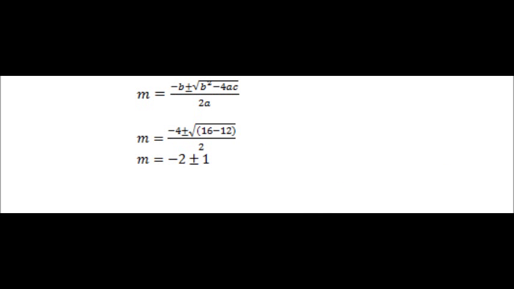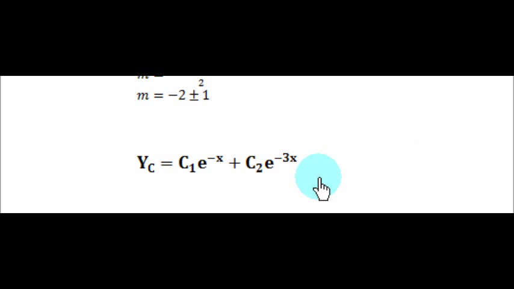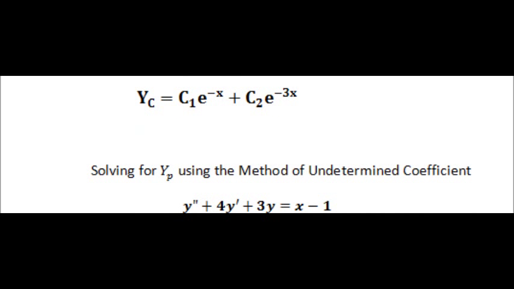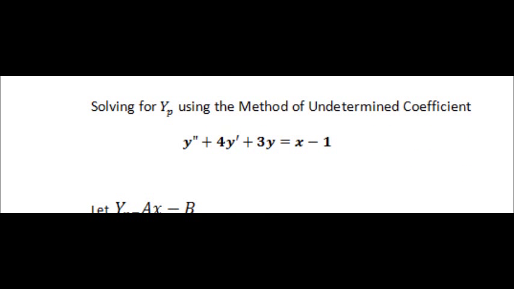So our yc will now be c1 e to the negative x plus c2 e to the negative 3x. Our m1 is negative 1 and our m2 is negative 3. We now have the yc, so let us now solve for the yp, again using the method of undetermined coefficients.